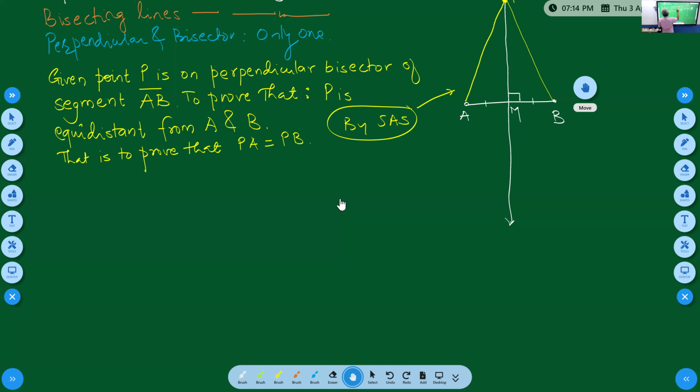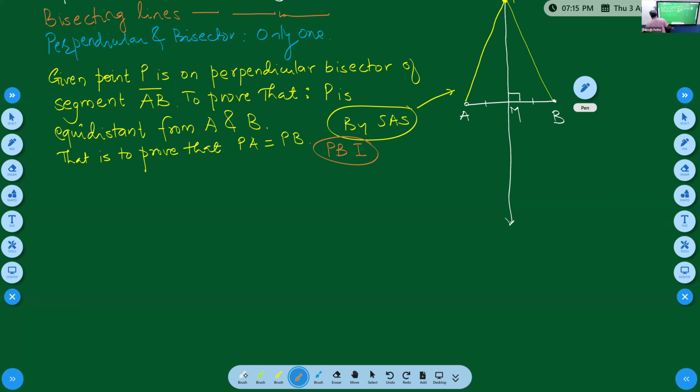If P is a point on the perpendicular bisector of AB, then it is equidistant from A and B. This is the statement of the theorem. For our convenience, let us say that this is perpendicular bisector theorem number 1.